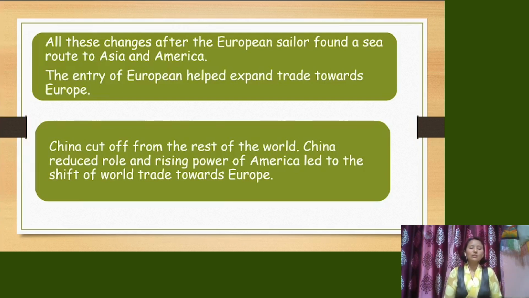Not only that, during this period, China started cutting off from the rest of the world. China decided not to connect with the rest of the world. Because of China's reduced role and the rising power of America, finally the trading centers shifted from Asia towards the European side. So that is about trading in the pre-modern world.